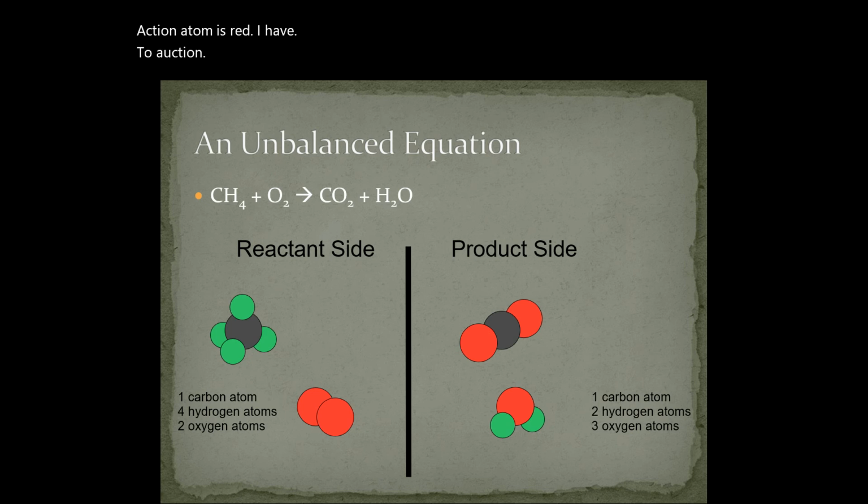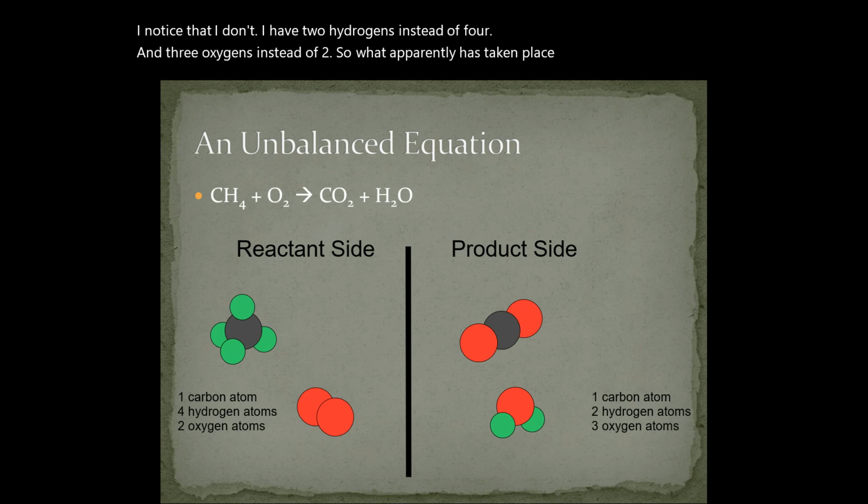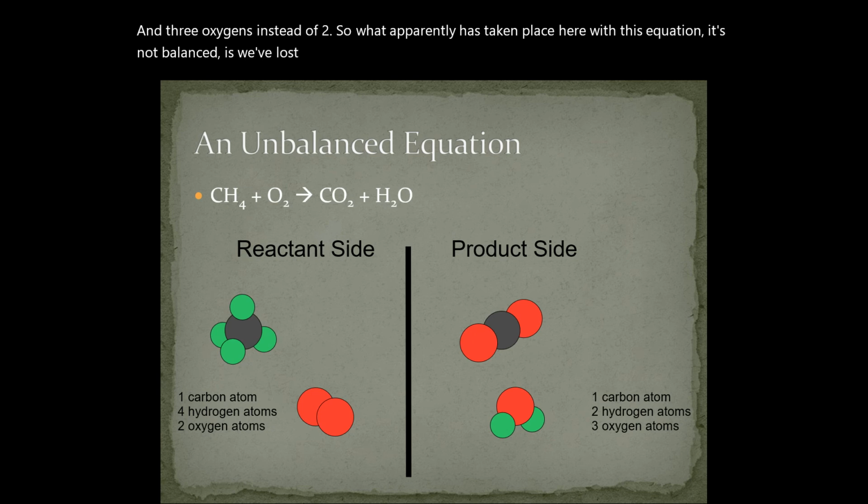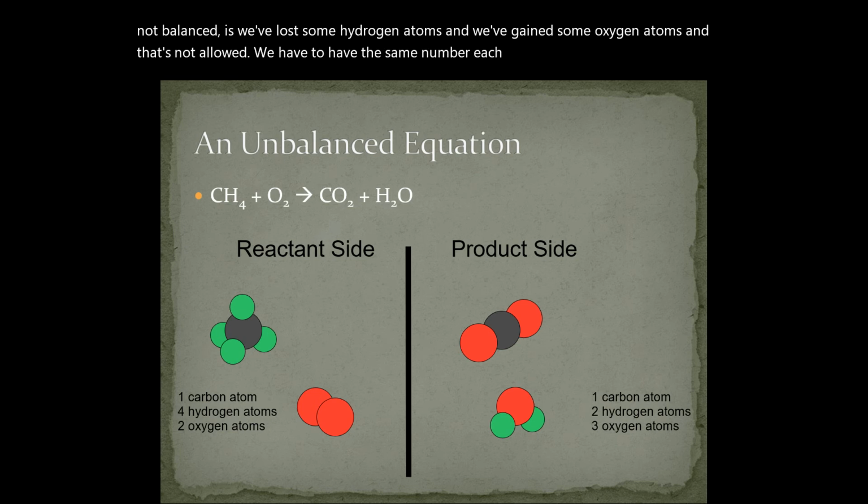When this reaction is done, I still only have one carbon atom. That's great. But I notice that I have two hydrogens instead of four and three oxygens instead of two. So what apparently has taken place with this equation, which is not balanced, is we've lost some hydrogen atoms and we've gained some oxygen atoms, and that's not allowed. We have to have the same number of each atom on both sides of the reaction.